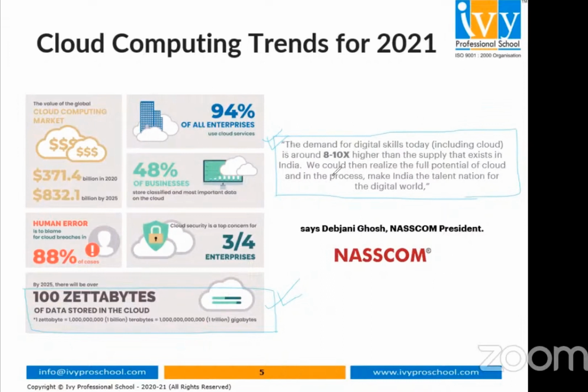I've tried to put this with a statement from Debjani Ghosh, who is the NASSCOM president, that the demand for digital skills today, including cloud, is around 8 to 10 times the supply. It's a big number, 8 to 10 times higher than the supply. So there are not many people out there, and we can realize the full potential of the cloud and make India the talent nation of the world. What these things are really saying is that the demand is huge. We need to put the right skill set in place, and then the likelihood of getting absorbed by an organization really increases.